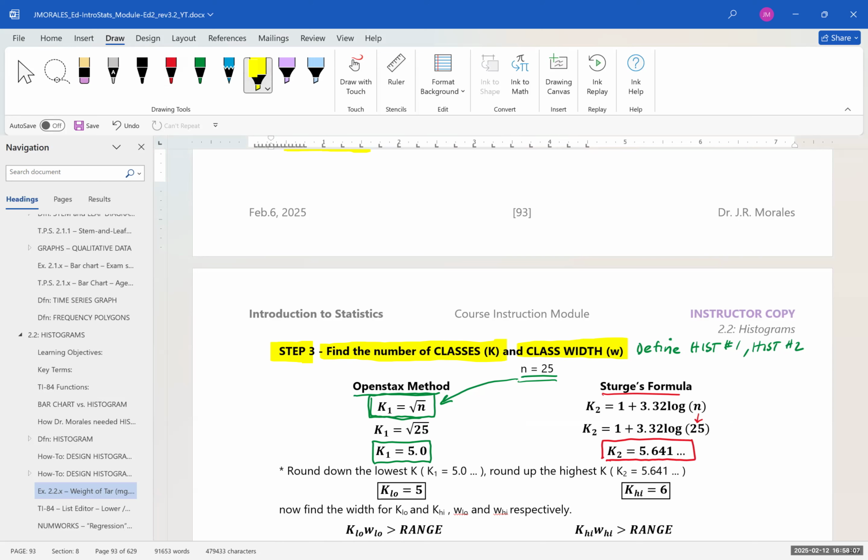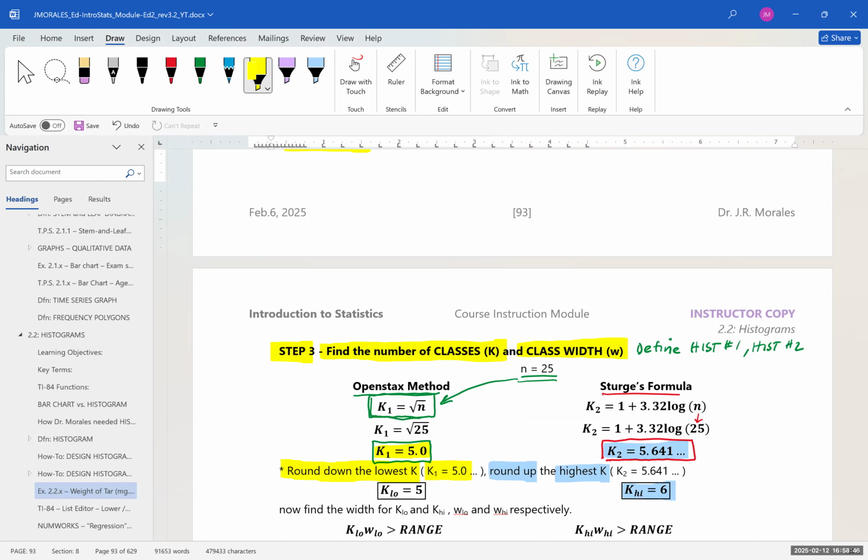Now the rule is to round down the lowest k. So between K1 and K2, which is lower? The lowest one is 5, so we round that down to the nearest integer, which is exactly 5. That worked out really well. Now we round up the highest of the two. The highest of the two was 5.641, and so we're going to round that up to 6.